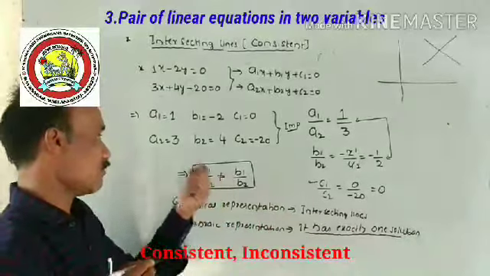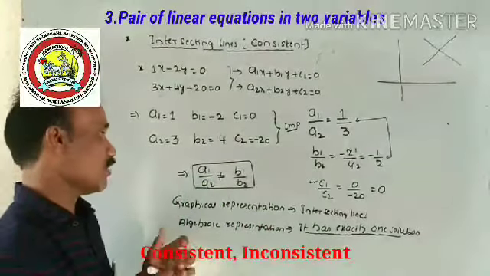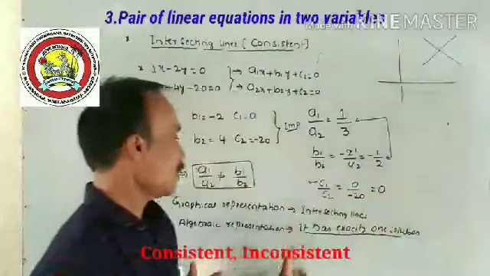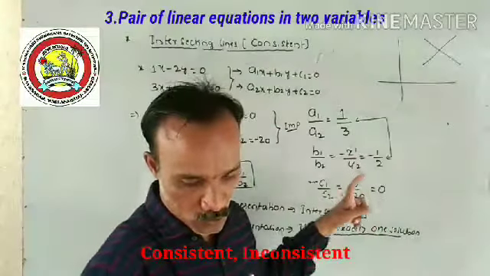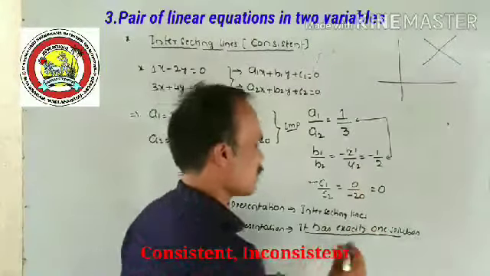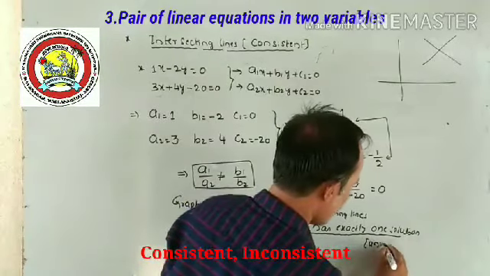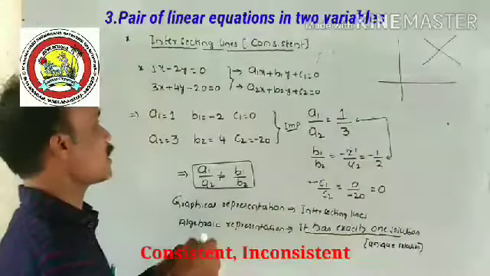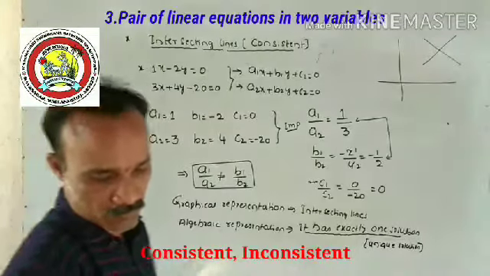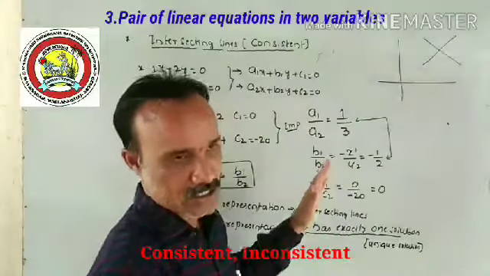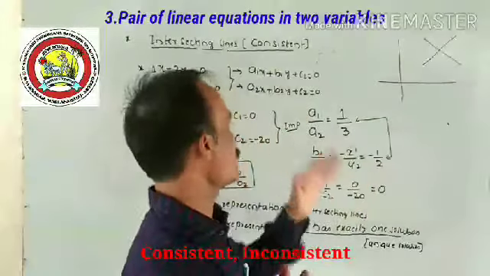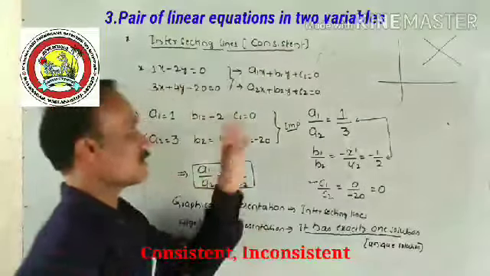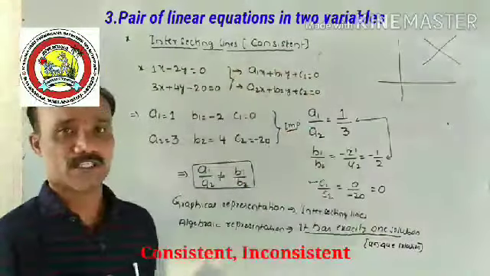As the condition is a1 by a2 is not equal to b1 by b2, we can say that the lines are intersecting each other. It has exactly one solution, or we can say a unique solution. Unique solution means only one value of x and y satisfies both the equations. Then these equations are a consistent pair of linear equations. This is the first point, intersecting lines.